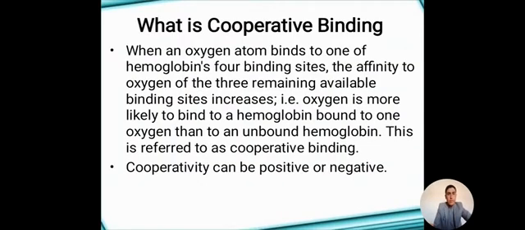Okay, next, what's cooperative binding? When an oxygen atom binds to one of the hemoglobin's four binding sites, the efficiency of oxygen binding of the three remaining available binding sites increases. For example, oxygen is more likely to bind to a hemoglobin bound to one oxygen than to an unbound hemoglobin. This is referred to as cooperative binding. Cooperativity can be positive or negative.